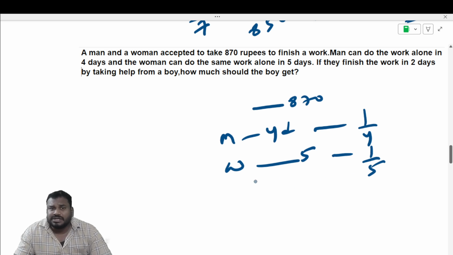If they finish the work in 2 days by taking help from a boy, they took 2 days by taking help from a boy. Okay, this we can use.